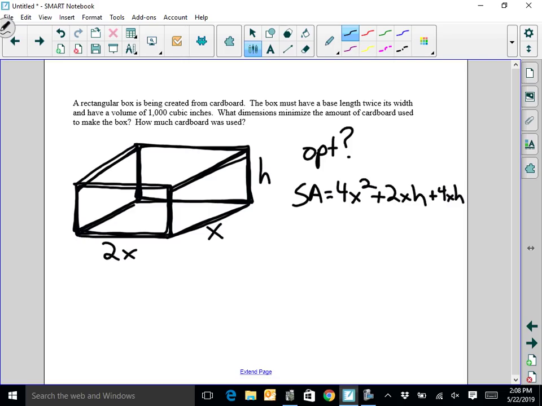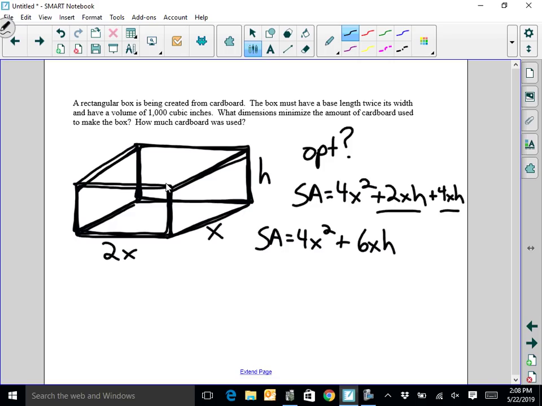I'm going to simplify that a little bit. I can see that these are like terms. So I'm going to write my surface area equation as 4x squared plus 6xh. That counts for all 6 sides of the box. 4x squared is the top and bottom. 6xh are the 4 sides.